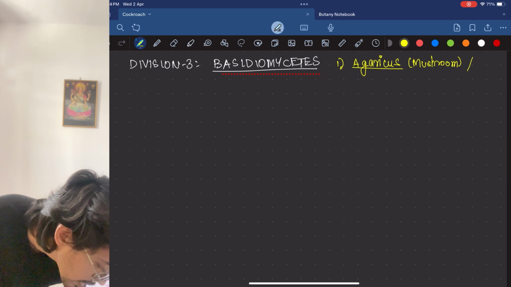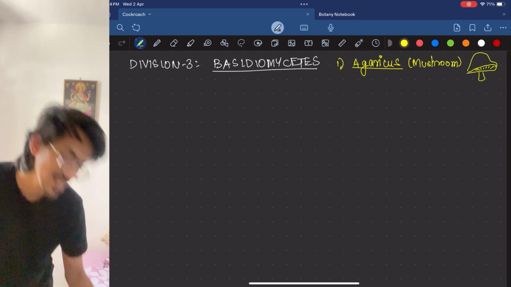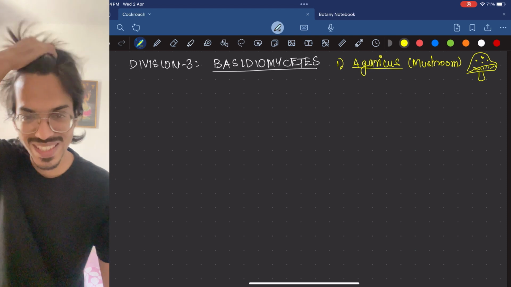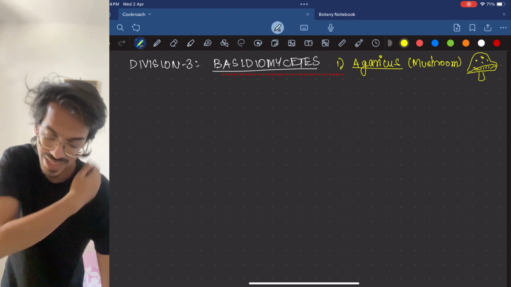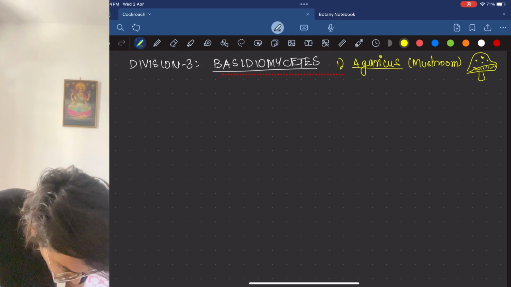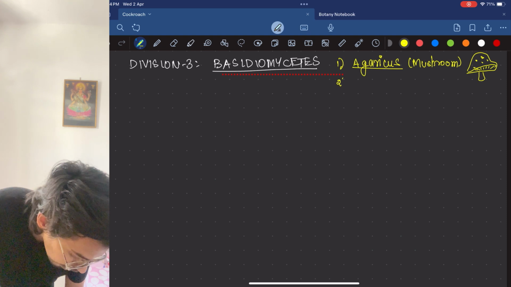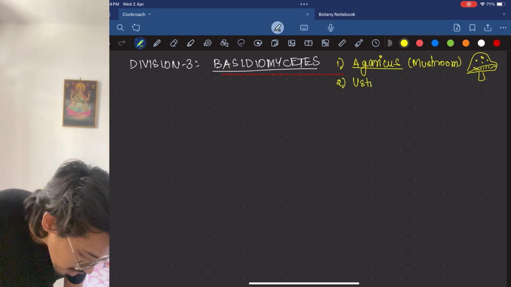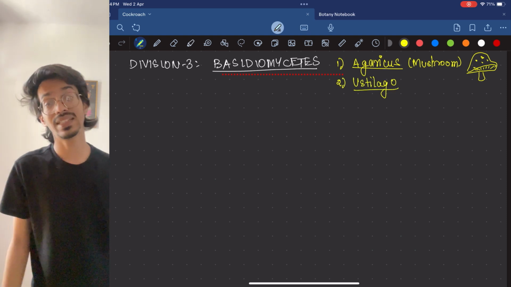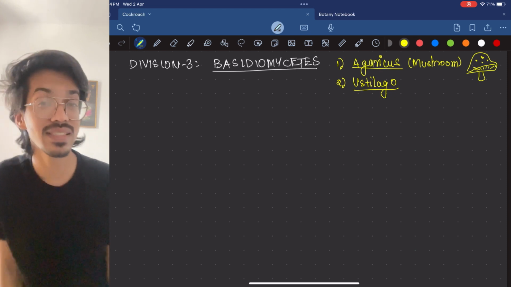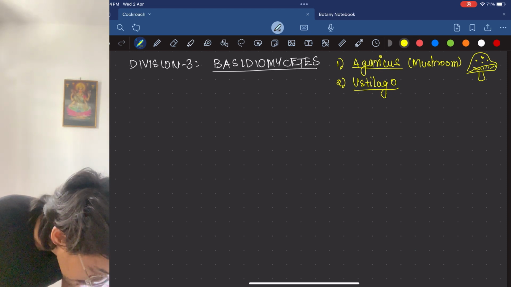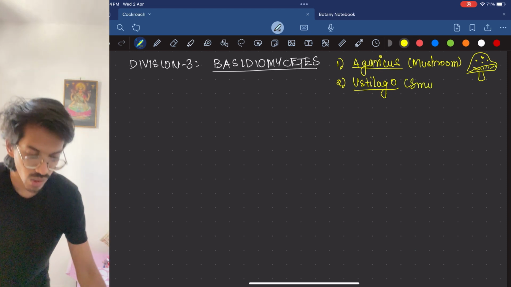So you have to remember that mushrooms belong to where? Not to our stomach, but to basidiomycetes. The next example is Ustilago. Now this Ustilago is what? Smut, which causes disease, means it's a parasite. So this is smut. Okay.